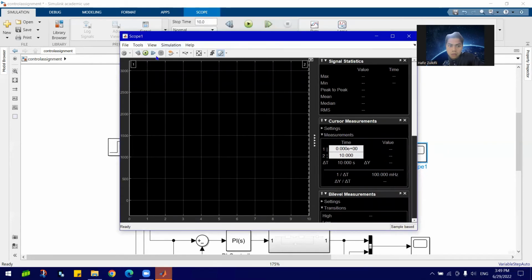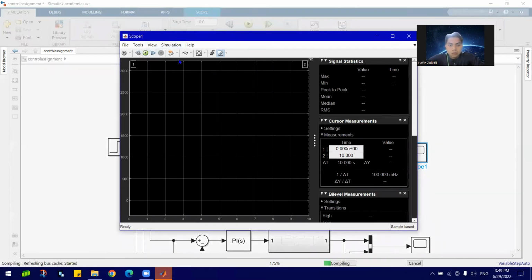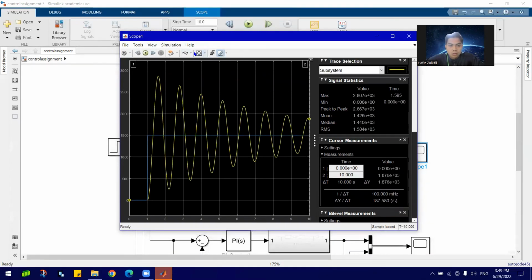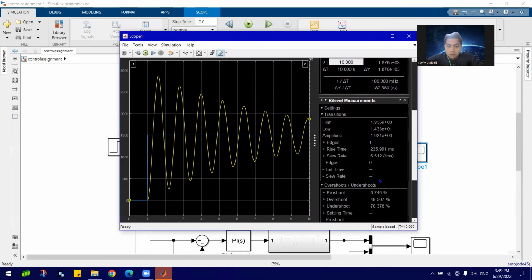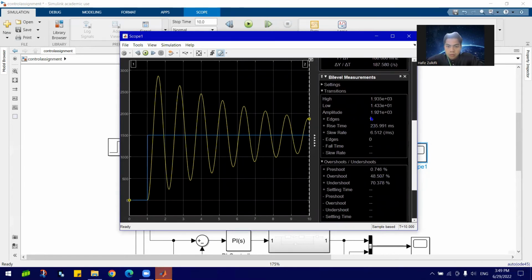We haven't run it yet, so let's run it. Here, as we can see, the input is 1500 RPM that I set in the step, which is the input. The yellow one is the P controller signal. So these are the values: the rise time, peak, and the overshoot.